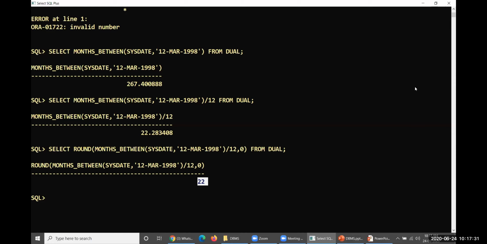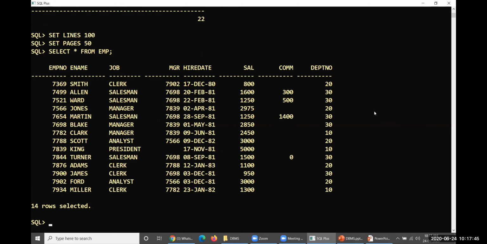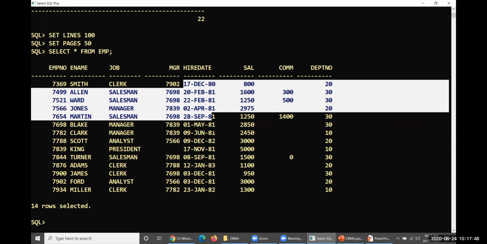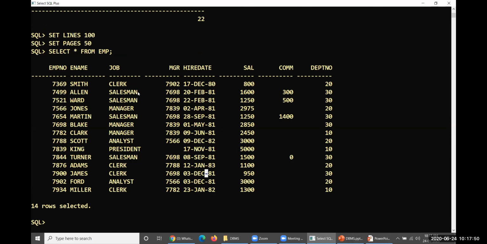Let me show you an example in this regard. Set lines 100, set pages, let me say some 50, and select everything from EMP. Let me take this particular employee. So here the hire dates are there. I wanted to know, for Smith, what is his experience? Based on this hire date, he joined the company on 17th December 1980. He joined on this particular date. And what is the experience of this fellow, or this fellow, and so on.